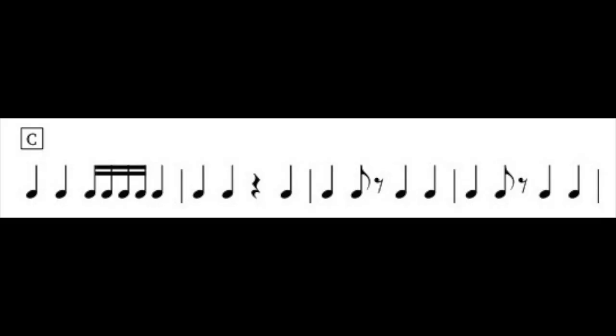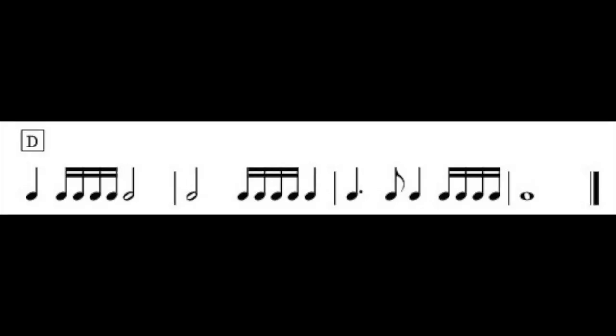1, 2, C together. Ta, ta, tiri, tiri, ta. Ta, ta, rest, ta. Ta, ti, rest, ta. Ta, ta, ti, rest, ta, ta, D, ta, tiri, tiri, ta, ta, tiri, tiri, ta, ta, iti, ta, tiri, tiri, ta. How do you do?